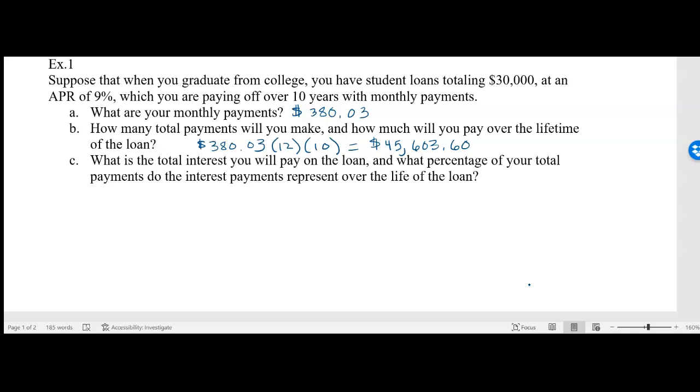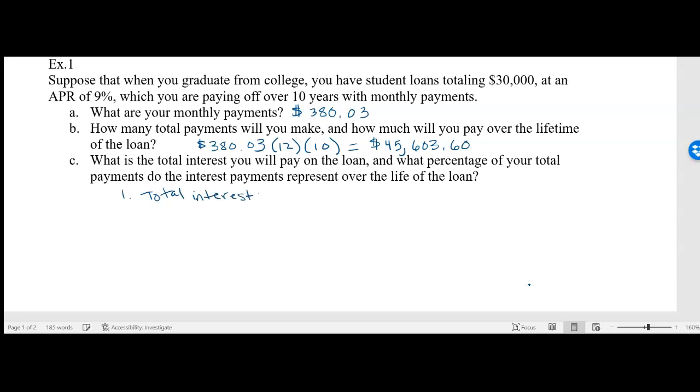Question C, part C. What is the total interest you will pay on the loan? And what percent of your total payments do the interest payments represent over the life of the loan? This really is a two-part question. So part 1, total interest.